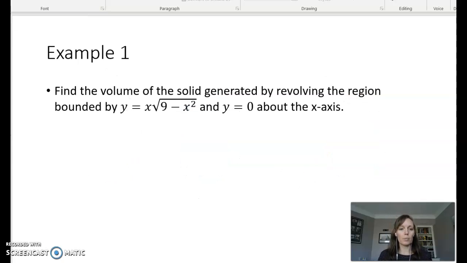So let's look at a couple of different examples. I want to make sure that we go through a variety of them for your benefit.